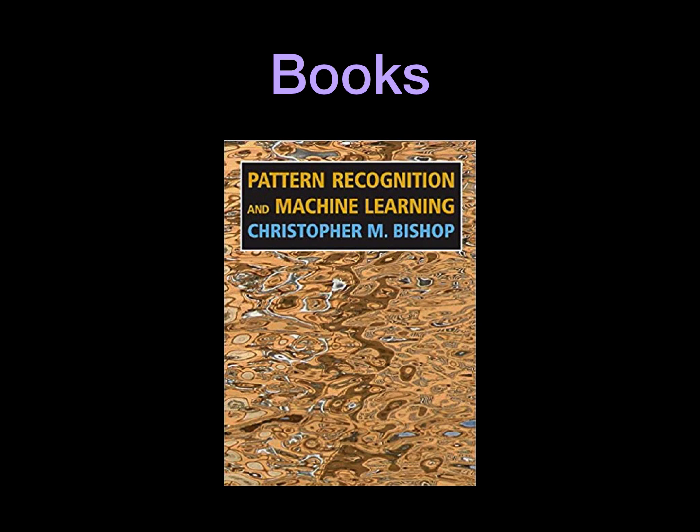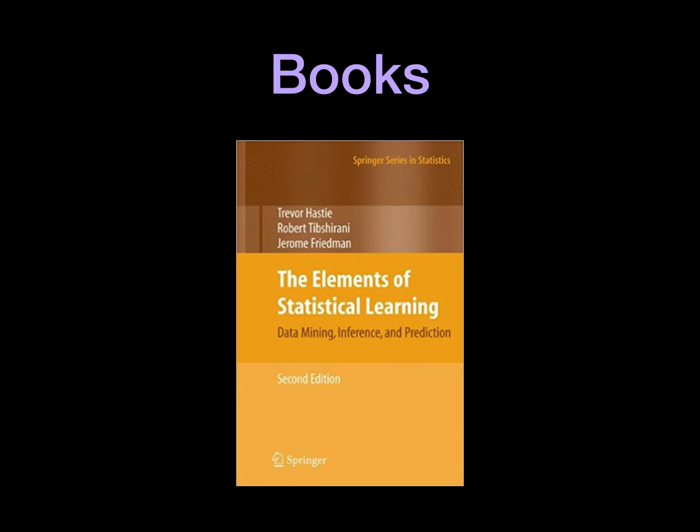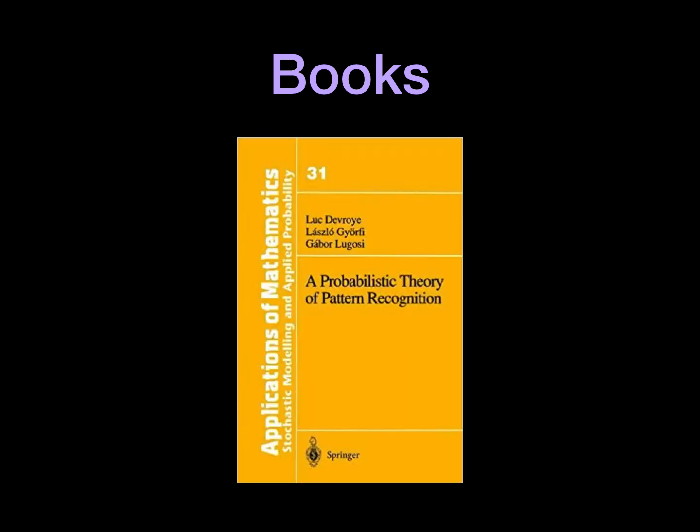Another book that I have used to prepare the lectures is The Elements of Statistical Learning, published by Springer, which has a more statistical view of machine learning. It also covers many topics in detail that are very useful for people working in this area. Another book in statistics and signal processing that is very useful for what we will see in this course is called A Probabilistic Theory of Pattern Recognition. Highly recommend it as well.